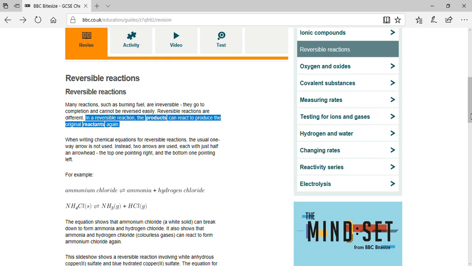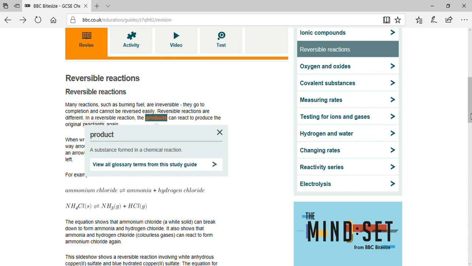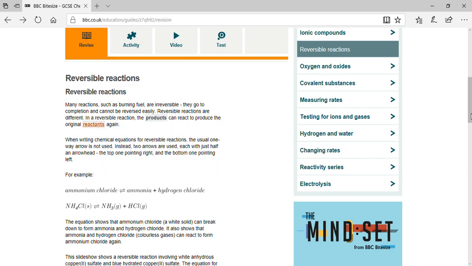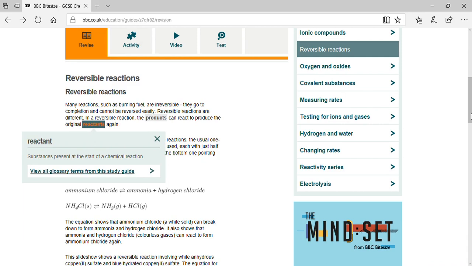So beta, what is product? Product means the substance which you will get after a reaction. A substance that forms in a reaction is known as product. And what is reactant? Reactant means the substances which combine together to form product.